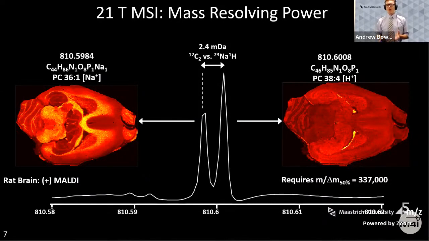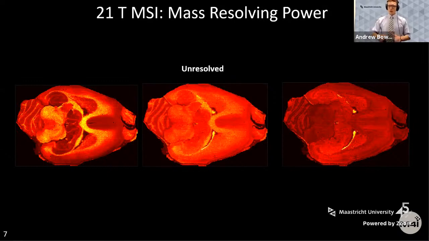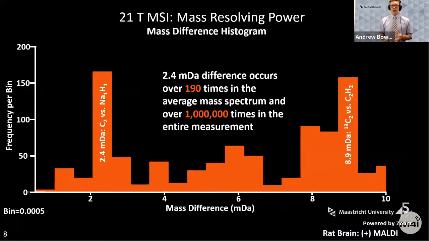In this case, this is a 2.4 millidalton split, which is 2 carbons versus sodium and a proton. On the left, you can see PC36:1 plus sodium, and on the right, you can see PC38:4 plus a hydrogen. If those are unresolved, you start to lose any real understanding of what you're looking at in these mass spectra. For the 21T, we're able to find about 190 of these 2.4 millidalton differences in the average mass spectrum, and over 1 million times in the entire measurement.